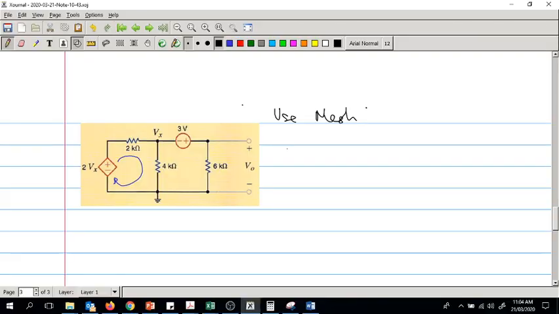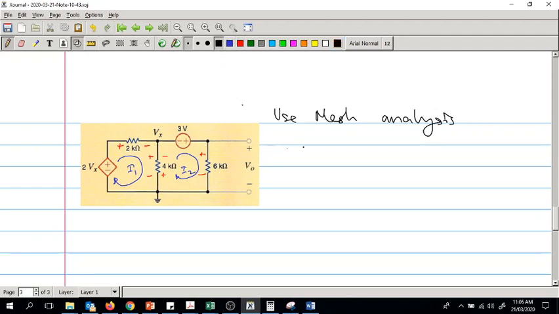Use mesh analysis. This is for mesh analysis and nodal analysis, right? So in this case we can use mesh analysis because both these are voltage sources. This is I1, this is I2, right? According to the voltages that we have marked, we have plus minus, plus minus, plus minus. Now ultimately if we find I2, we can find V out easily, right?